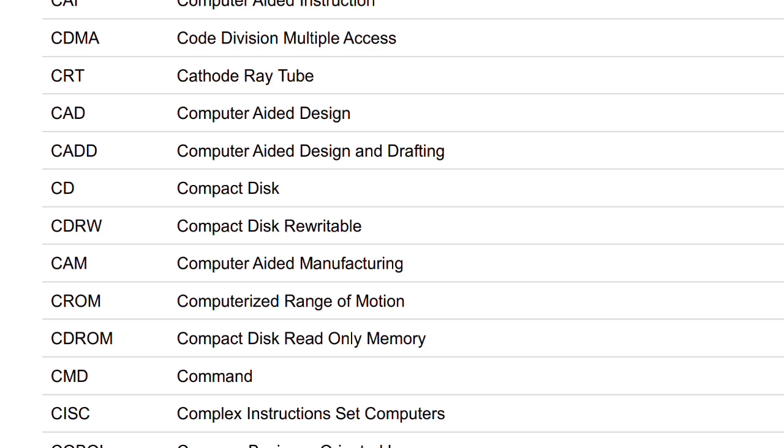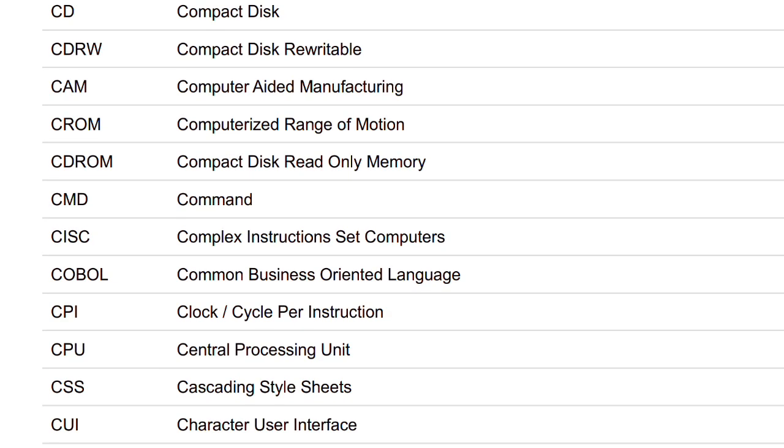Then we have a CD. CD stands for compact disc. Then we have CDRW, compact disc rewritable. Then we have a CAM. CAM stands for computer aided manufacturing. Then we have a CROM. CROM stands for computerized range of motion. Then we have a CD-ROM. CD-ROM stands for compact disc read only memory.